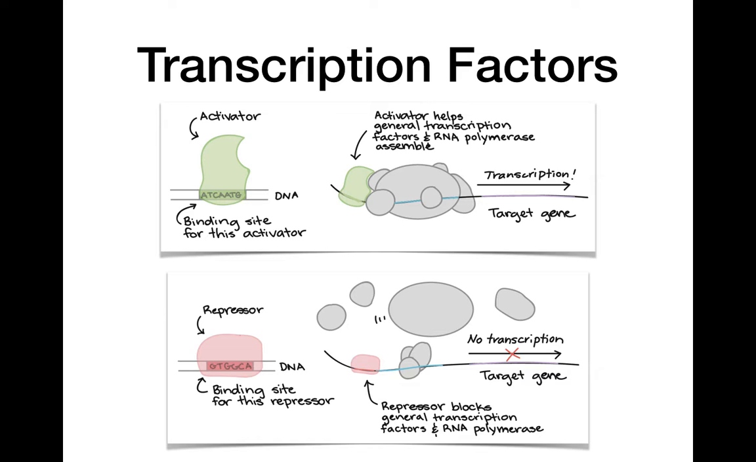A repressor also binds before, and it is going to block. So something is not going to allow those genes to then be expressed. No transcription happening, which means none of those genes are going to be expressed.